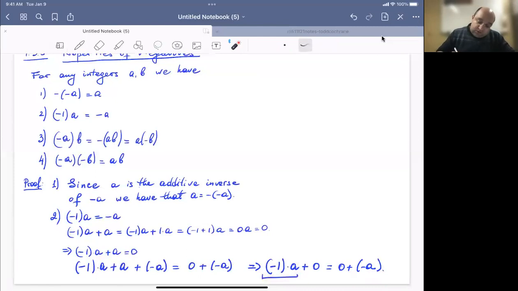Okay, so I will let you read through the proofs of the other properties for negative integers, and I'll go to the next example instead.